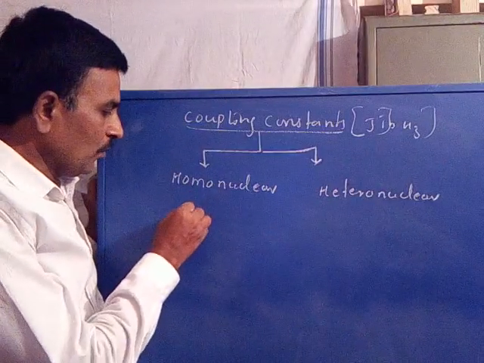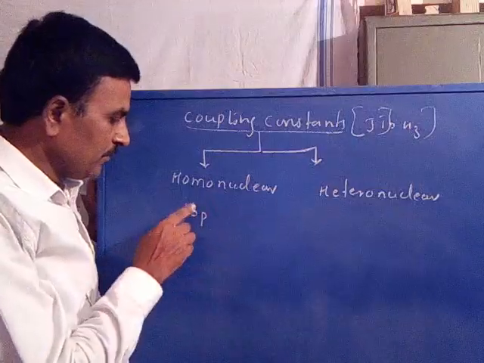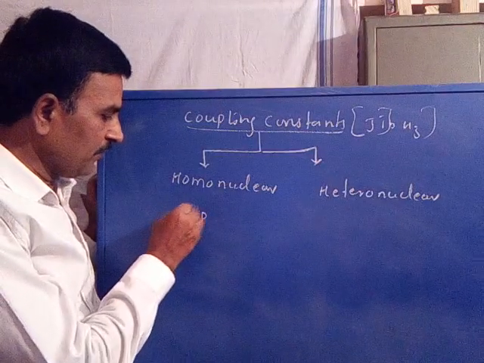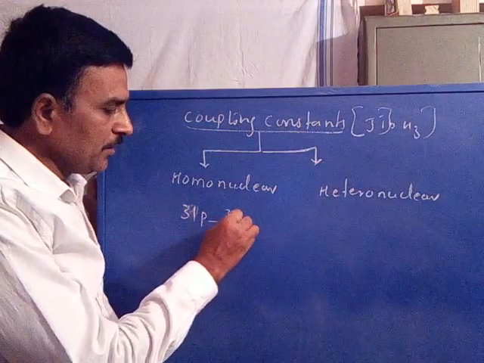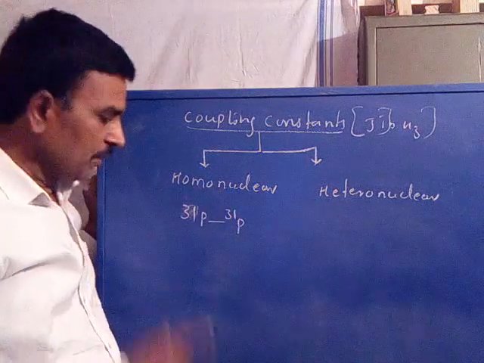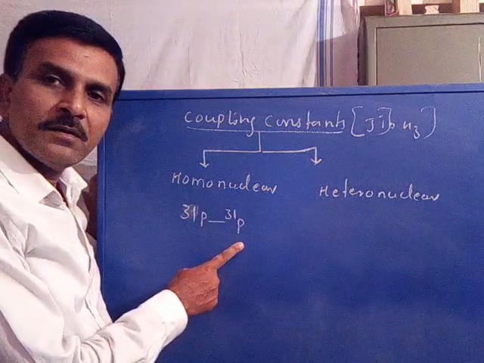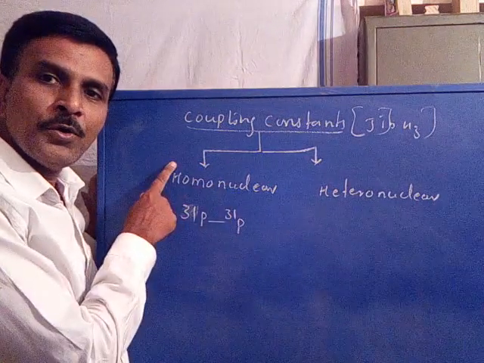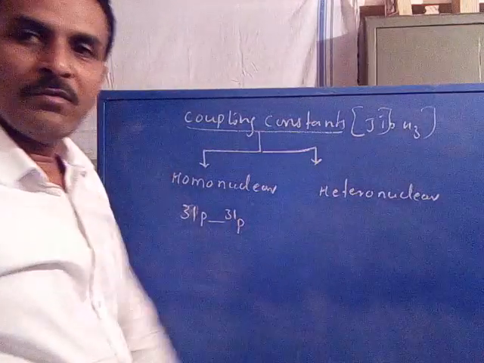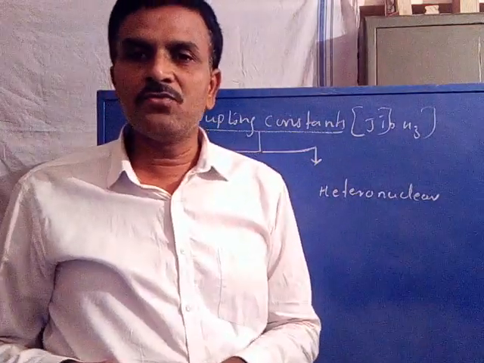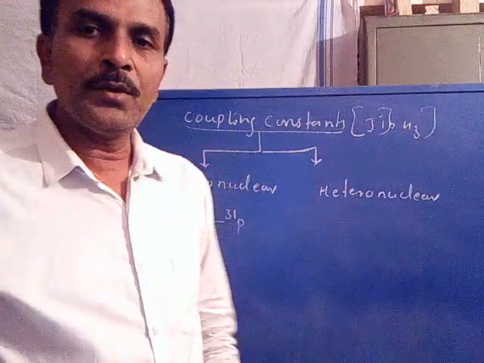That is, one nucleus of one phosphorus may couple with the nucleus of another phosphorus. So phosphorus coupling comes under homonuclear. Now the phosphorus nuclei are also involved in heteronuclear coupling.